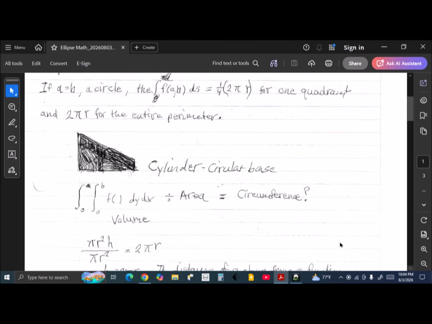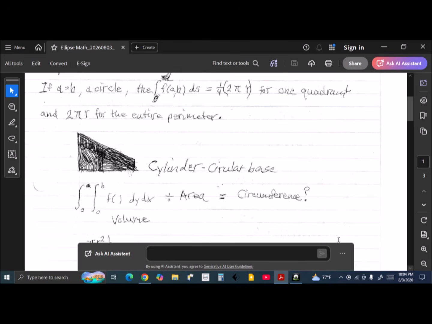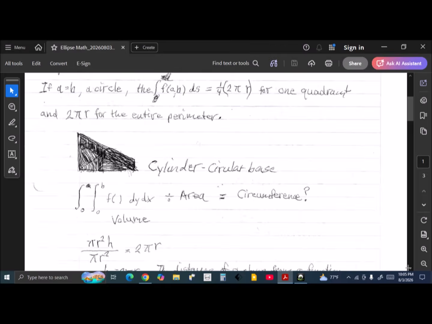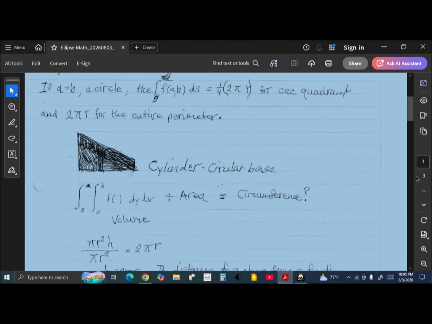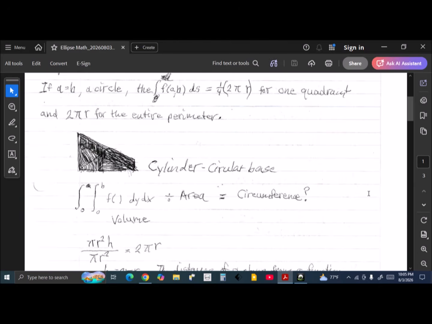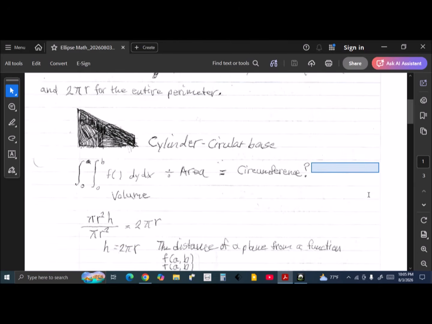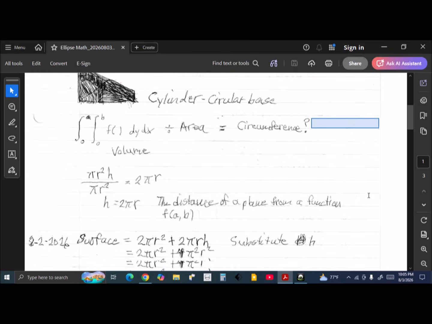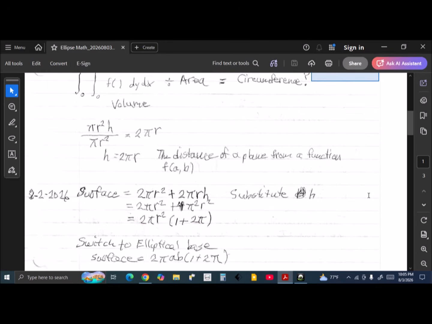And the unique thing about this cylinder is it has a circular base, and the height of the cylinder equals the perimeter of the base. So this is a specialized cylinder with this specific condition imposed upon it. And for a circle, since we already know the perimeter of a circle, that turned out to be a good model for us to start with.